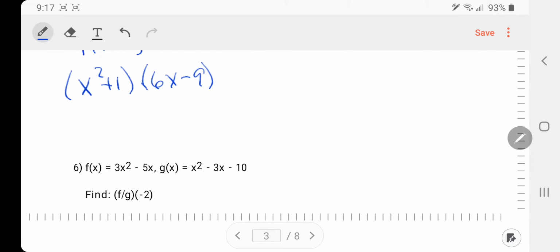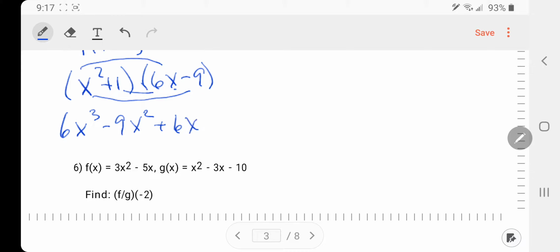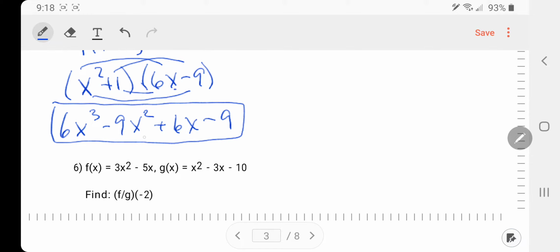Here we go. X squared times 6x, that's going to give me 6x to the third, because when you multiply letters, you add their powers. On the outside, negative 9x squared. On the inside, 1 times anything is itself. And last but not least, again, 1 times anything is itself. And since there are no like terms, that problem is done. Notice it is also in descending order, which is good math etiquette.